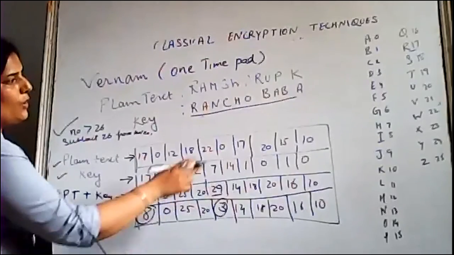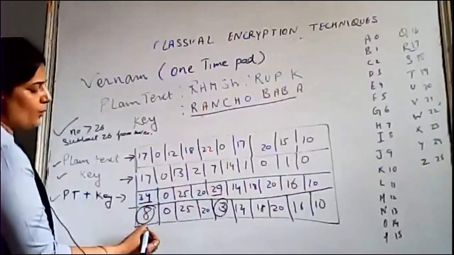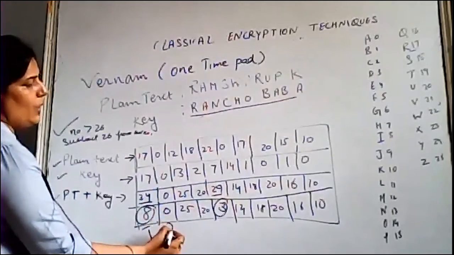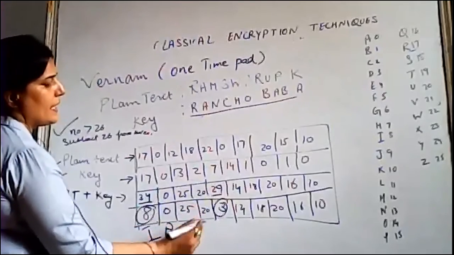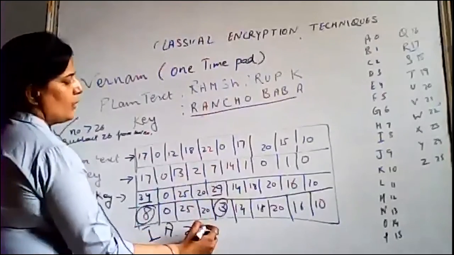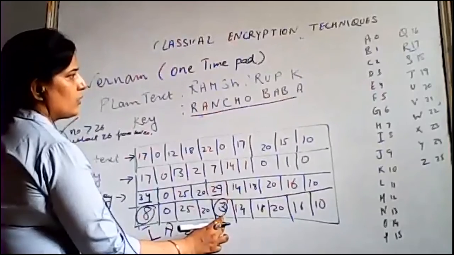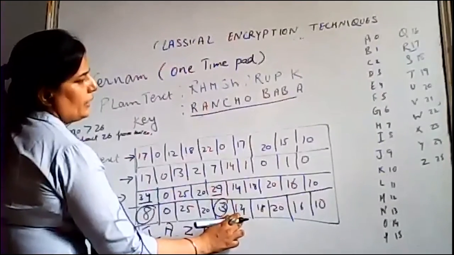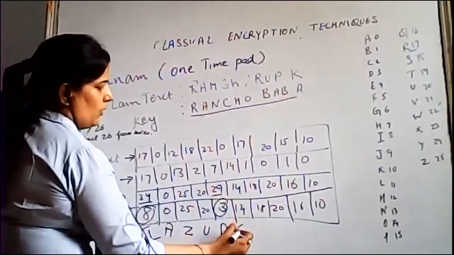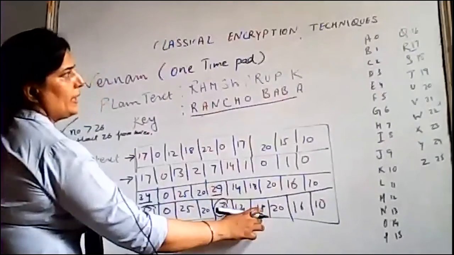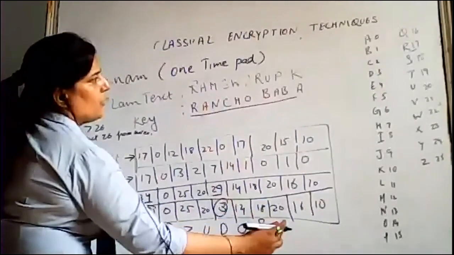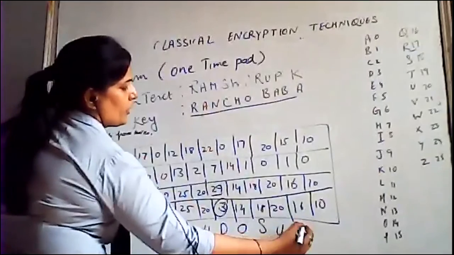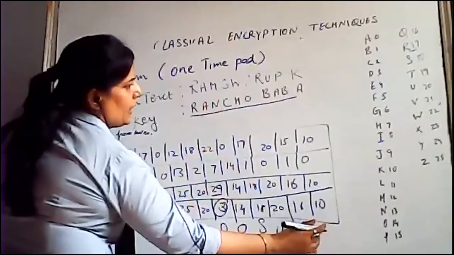Like this is 8. What alphabet do we have corresponding to 8? That is I. For 0 we have A. For 25 we have Z. For 20 we have U. For 3 we have D. For 14, the letter is O. For 18, that is S. For 20 we have U. For 16 we have Q. For 10 we have K.